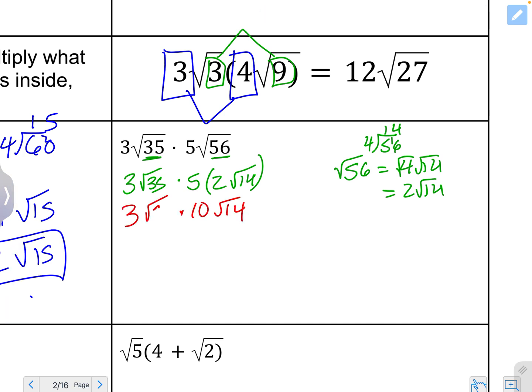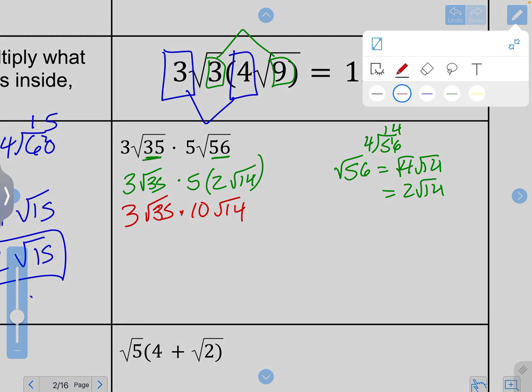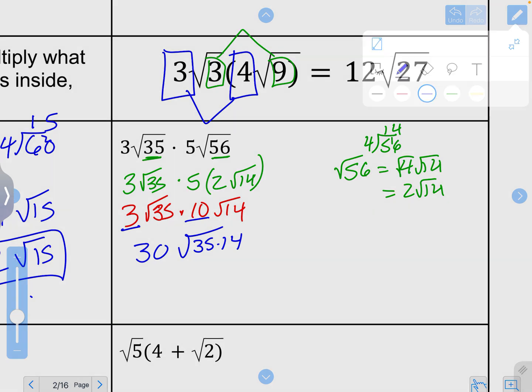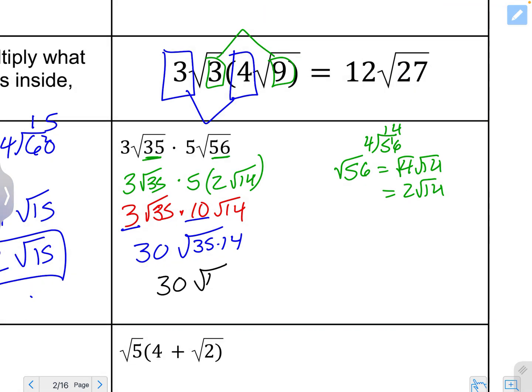And then 3 times the square root of 35. So it just makes our math a little bit easier, especially when it comes to simplifying, if we can simplify first. So I'm going to multiply my whole numbers. So 3 times 10 is 30. Then I'm going to do 35 times 14, which gets me 490. So we have 30 square root of 490.